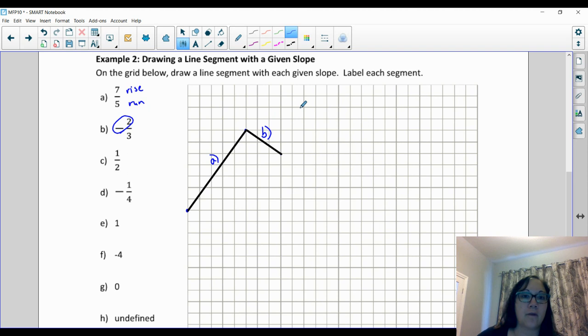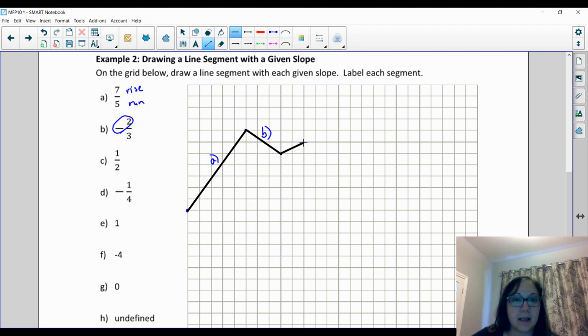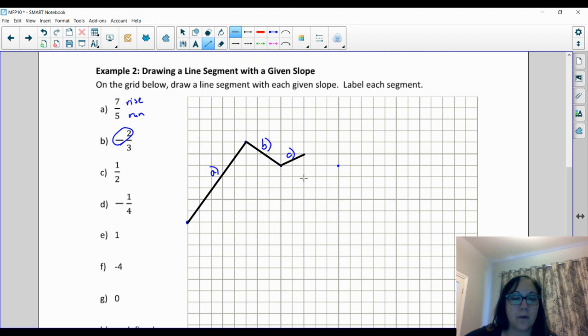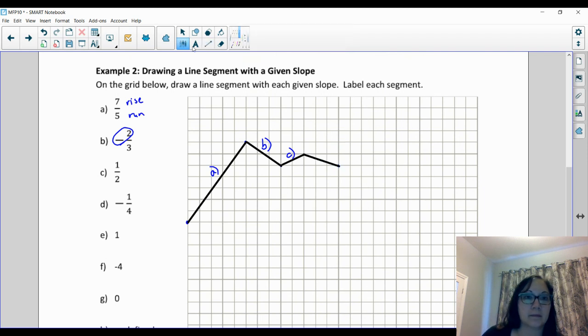C is up 1 and over 2. So a slope of up 1 and over 2 would put me here. And there's my line segment to join. And that is going to get labeled C. D is down 1 and over 4. So there's D. So down 1 and over 4 puts me there.